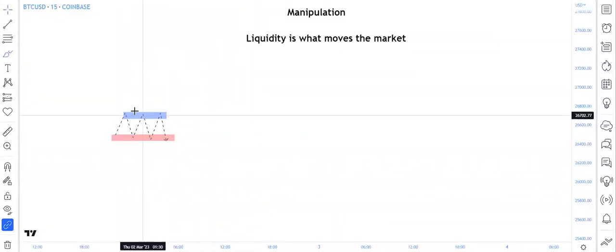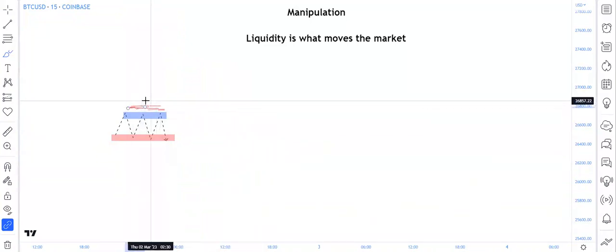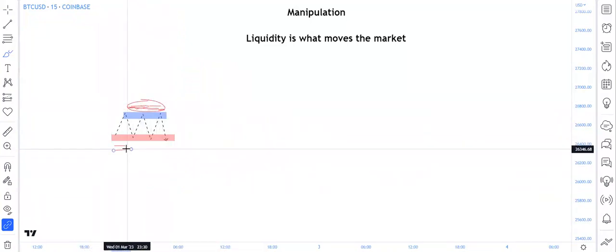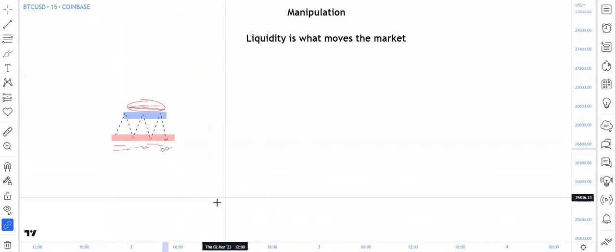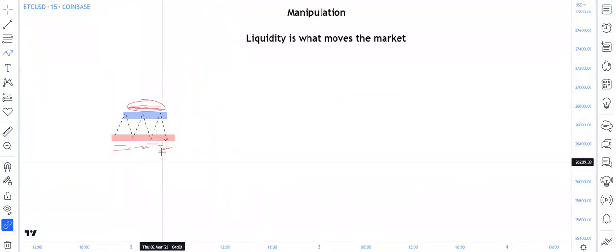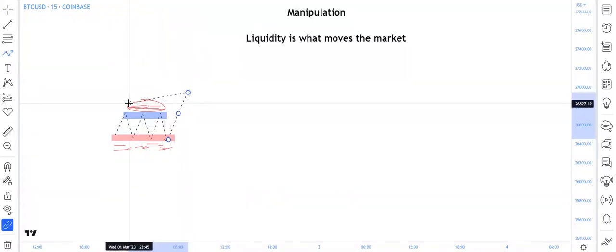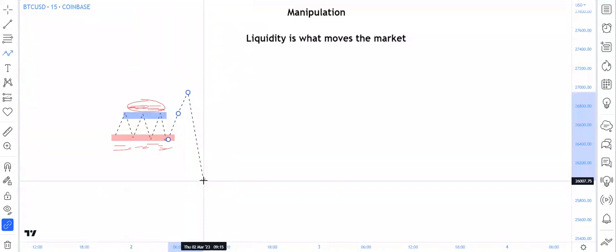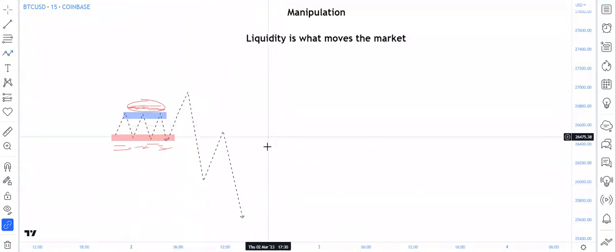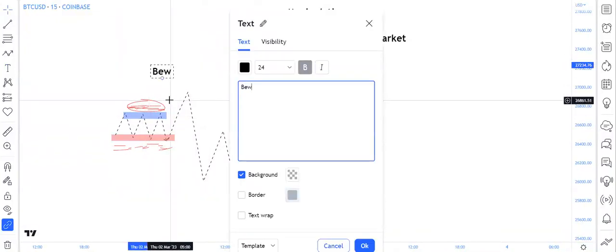Right above all of this resistance, there are stop losses, and right below the support, there are a lot of stop losses. So the banks need to grab your stop losses. That's how they make money. What price usually does is that the banks push price towards the upside, grabbing all of these stop losses before moving in the given direction. Let's take a look, and this is a bearish example. Let me write it over here: bearish.